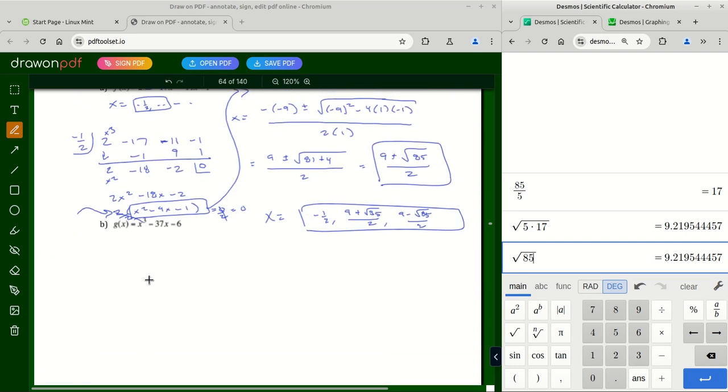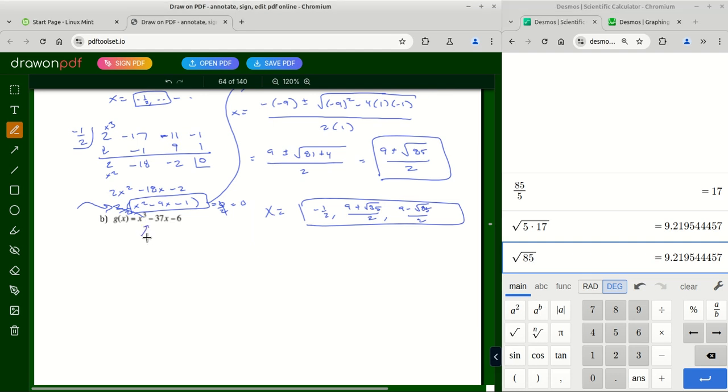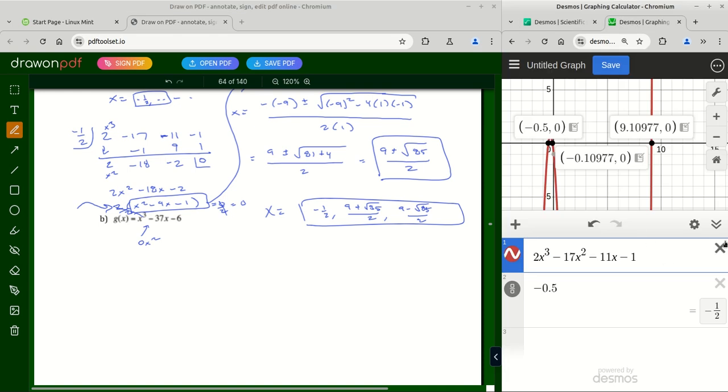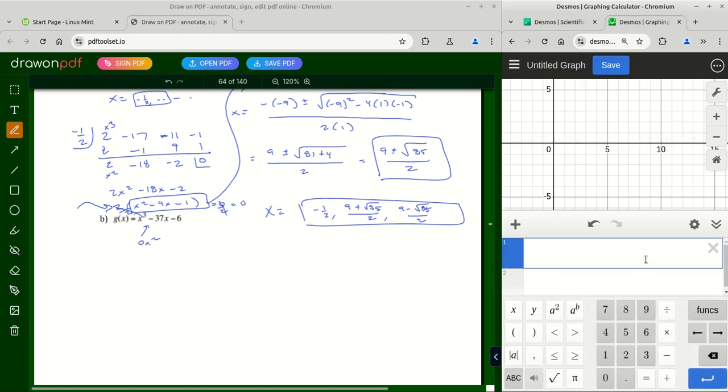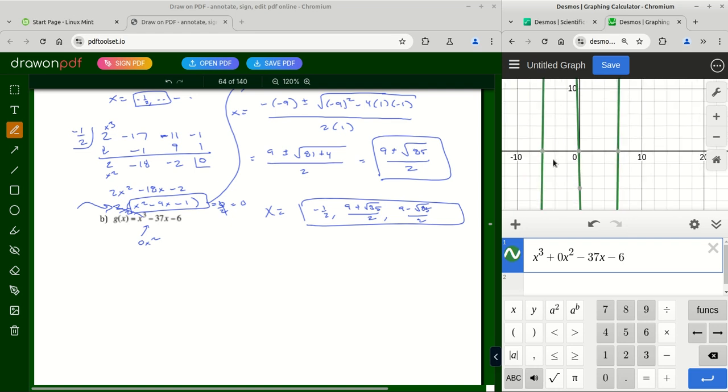Notice, this one has 0x squared, so watch out for that. I'm going to graph this thing, and you here in this class, 1314, always start with a graph in Desmos. Just start with a graph, see what happens. It might be nice, it might not be.